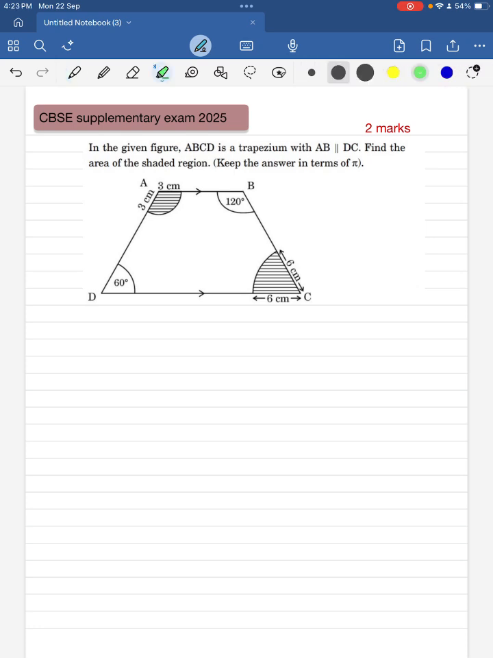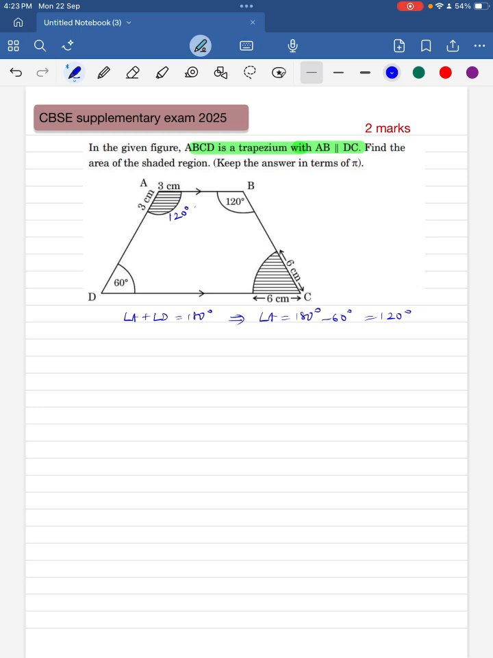Now here they've mentioned in the question that ABCD is a trapezium with AB parallel to DC. Now, if these lines AB and DC are parallel, AD will be a transversal, which means the value of this angle X, or angle A plus angle D, is equal to 180 degrees because they form co-interior angles. And from this, we know that angle A will be 180 minus angle D, which is given as 60 degrees. So, angle A is going to be 120 degrees.